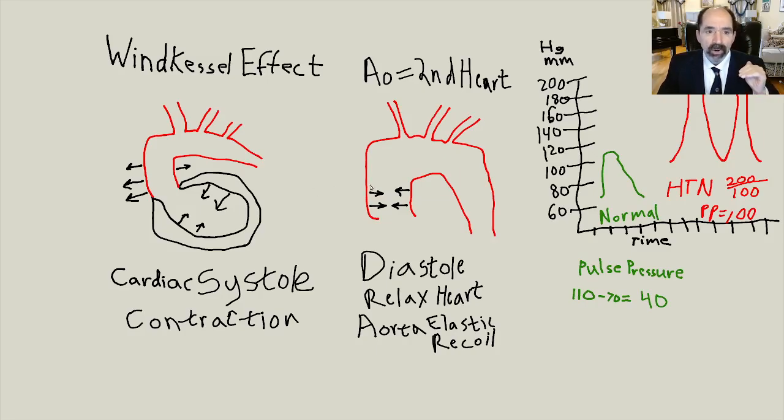Okay, so the windkessel effect is progressively lost, and once it's lost, they can't maintain diastolic flow, so they have to increase systolic flow, the cardiac contraction phase.